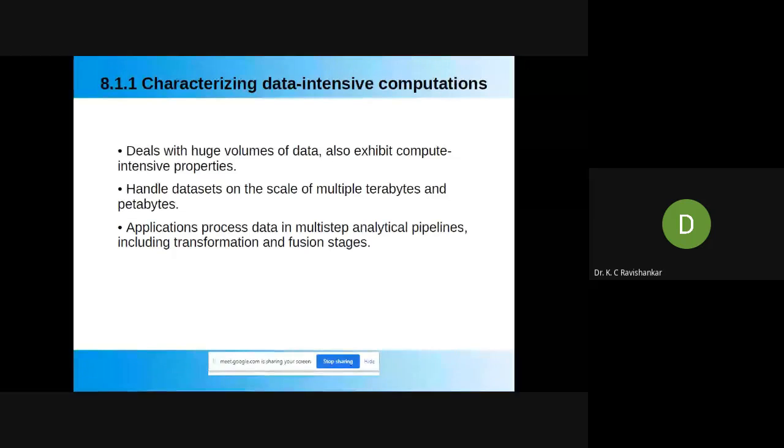Handle data sets on the scale of multiple terabytes and petabytes. Applications process data in multi-step analytical pipelines, including transformation and fusion stages. So the whole data will be divided into multi-step analytical pipelines. You'll have pipelines for data analysis, data processing, data storage, indexing, everything. It will be done in a pipeline process. The transformation will be done to segregate the data into multiple locations so that distributed computing is applied there. And then finally it will be fused. So get the data from those distributed computing environments back to your location.